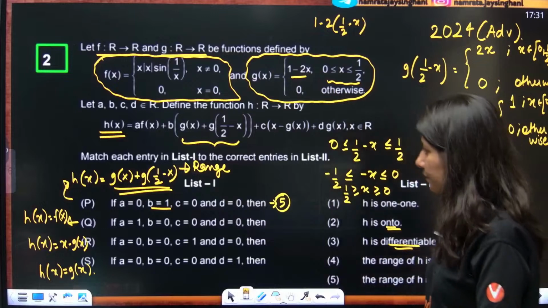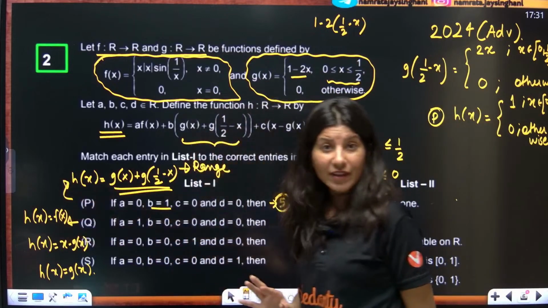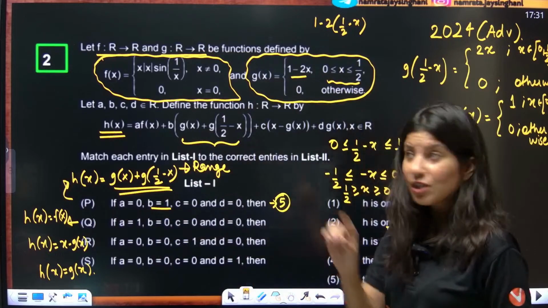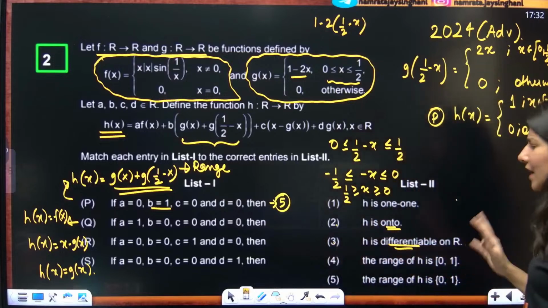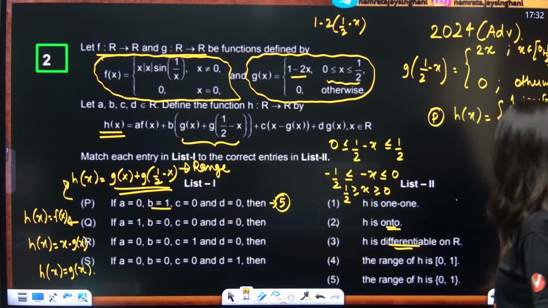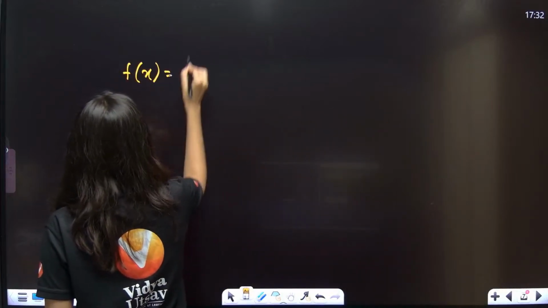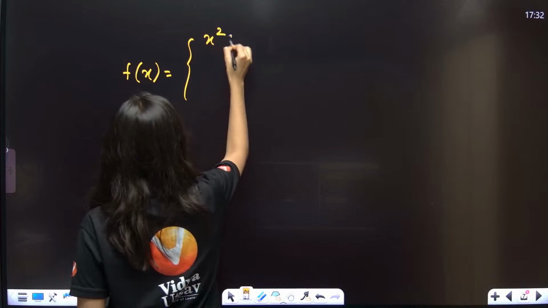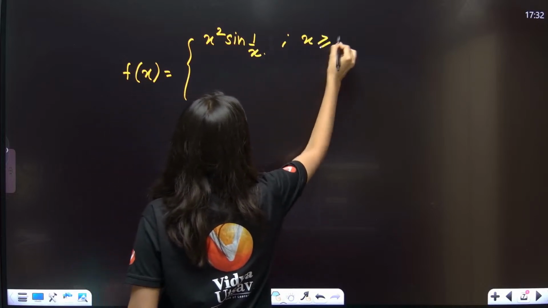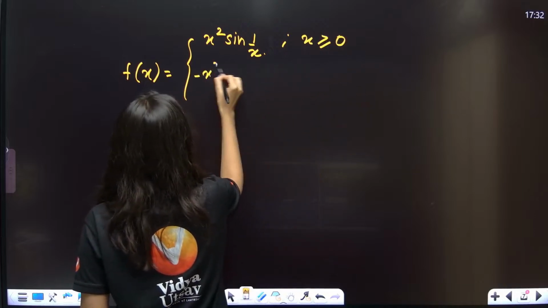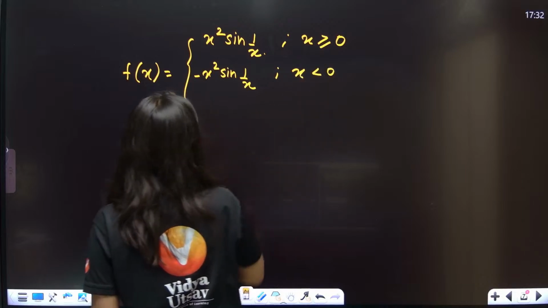So yes, now if I talk about Q, hx is equal to f of x. So we need to talk about function fx and the option is either 2 or 3. So we need to check whether h is differentiable or not, whether fx is differentiable or not. Let us rewrite f of x. This is x square sine 1 by x for x greater than or equal to 0, and minus x square sine 1 by x for x less than 0. This is your fx.